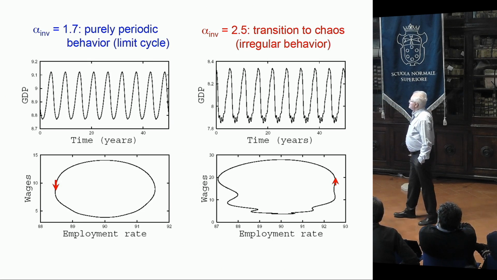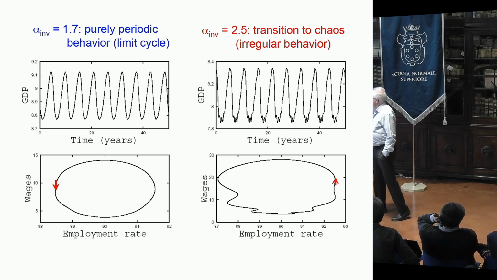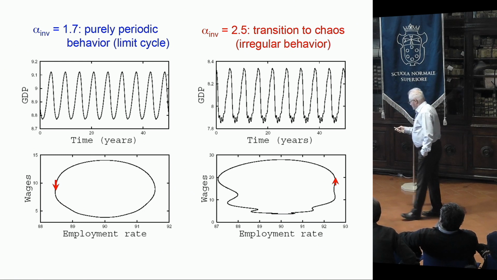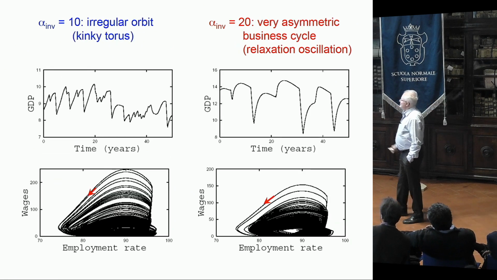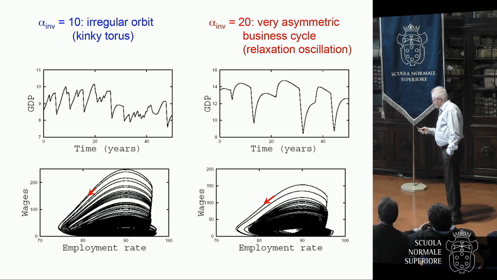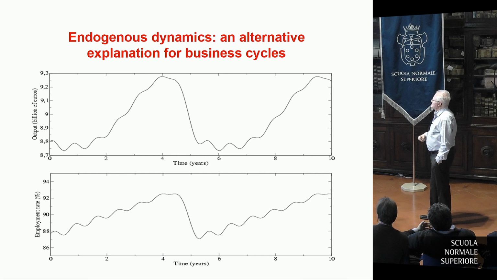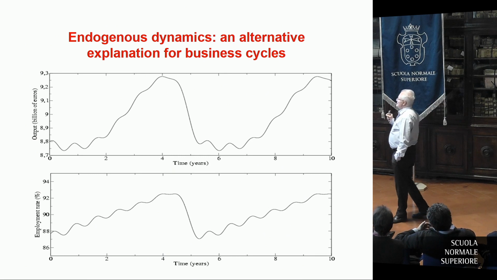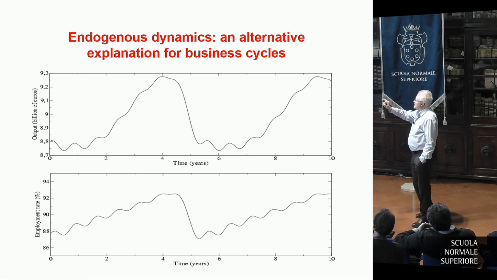And then as you increase this parameter, you have transition to chaos, irregular behavior. You can see these kinks forming here in the torus. Okay, going even harder, you see, again, more and more irregular, sawtooth type, relaxation type oscillations. Okay, so now if we take a typical limit cycle, and look at it in time.